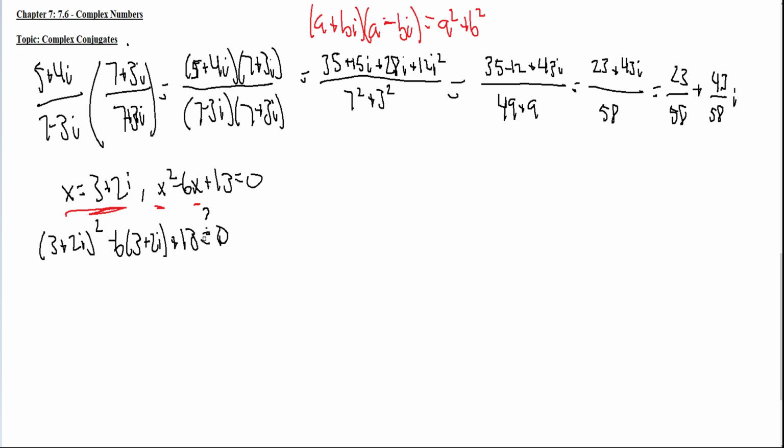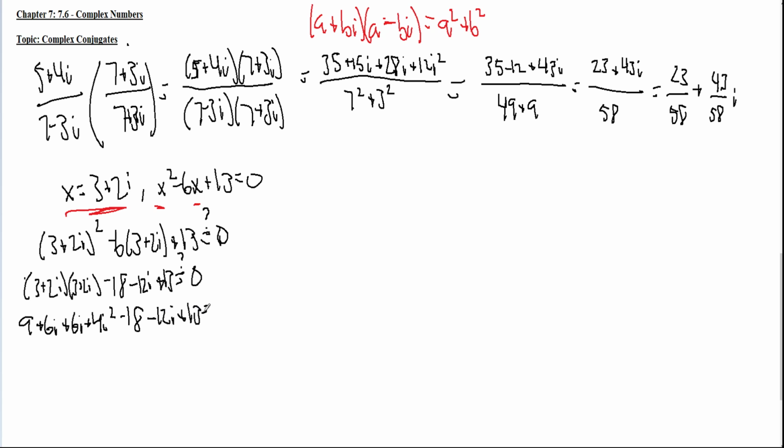So we can expand this, and we have 3 plus 2i multiplied by 3 plus 2i, and we can distribute our 6 in. So we have negative 18 minus 12i plus 13. And we have to FOIL what's over here. So we have 9 plus 6i, move on to our second term, and we have 6i plus 4i squared. And so now everything is completely expanded and all we have to do to simplify is just combine like terms.